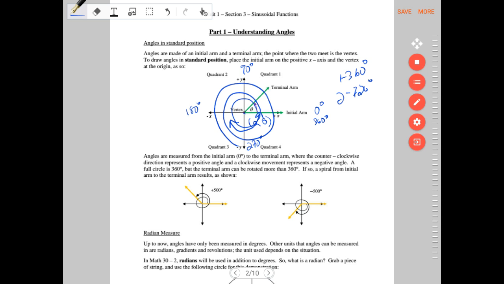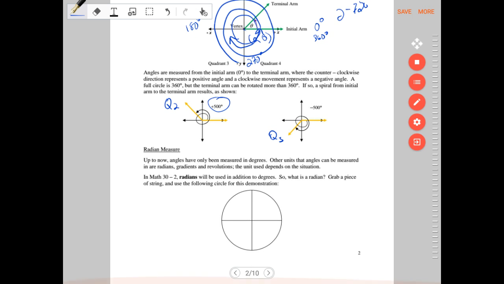So I could draw, as the example shows you, an angle that's 500 degrees, which of course is one full circle and another 140 degrees. The same is true for a negative angle. Again, negative, so going clockwise for 360 and then another 140 degrees. So notice, of course, that my terminal arm is in quadrant 2 here, but in quadrant 3 here.